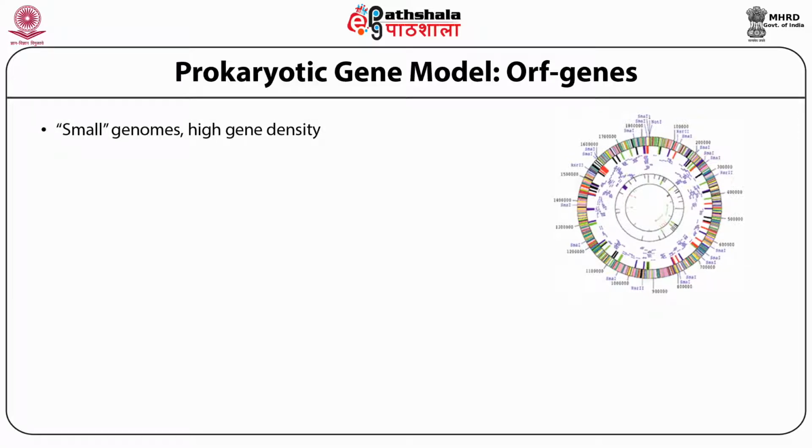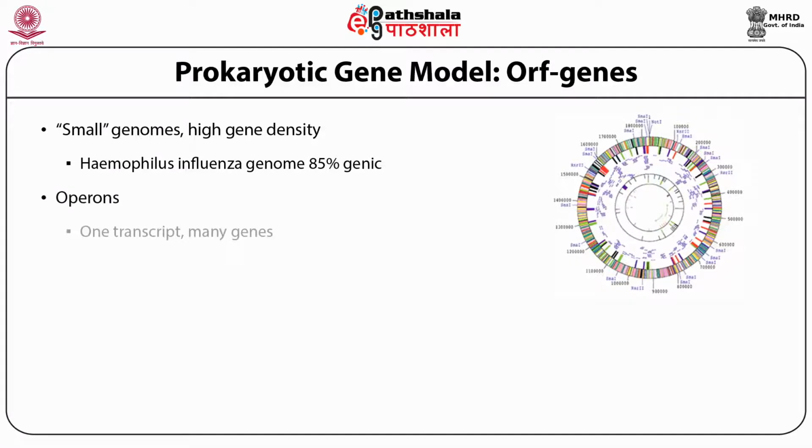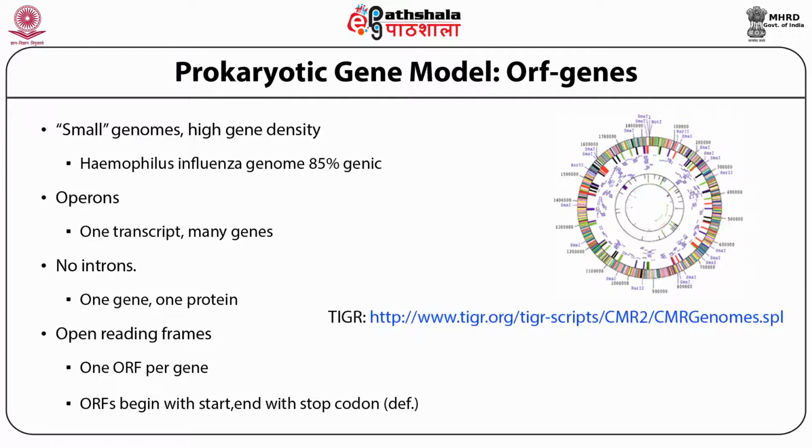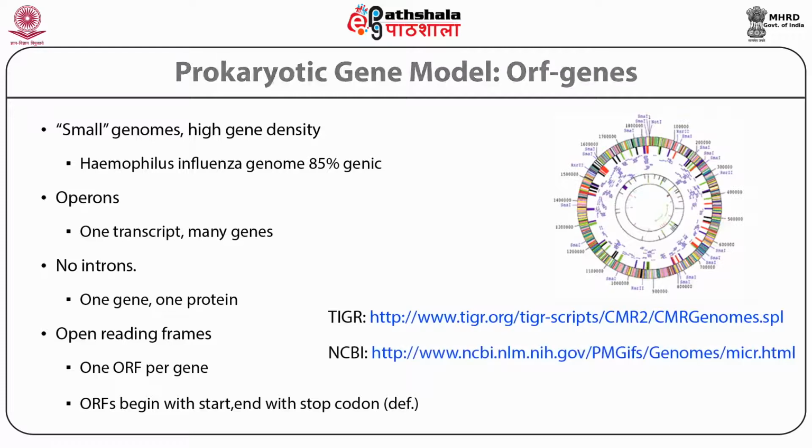This is the first sequenced genome, of Haemophilus influenzae, that is 85% genic. It has operons, one transcript of many genes, and no introns, meaning one gene, one protein, and open reading frames, one open reading frame per gene. An open reading frame begins with a start codon and ends with a stop codon. The information about the genome is available on the TIGR website and the NCBI website.